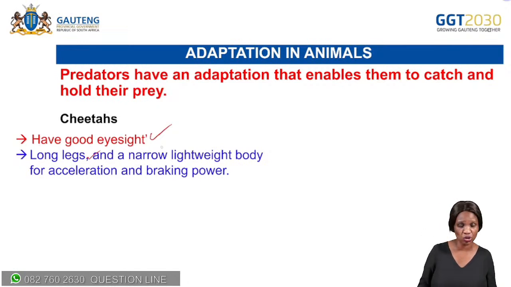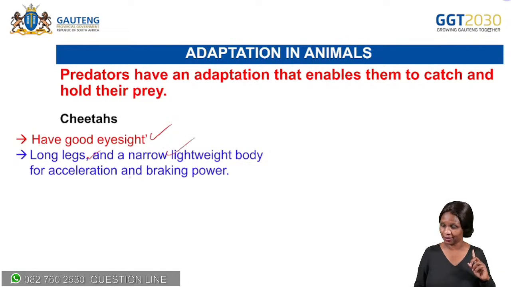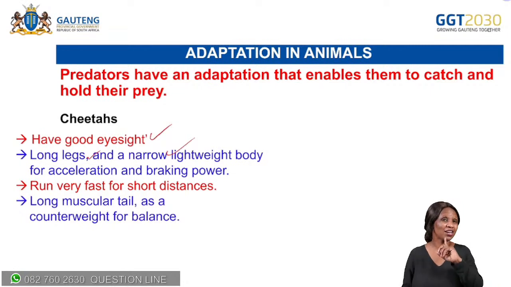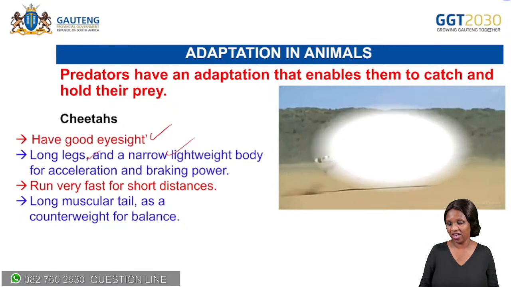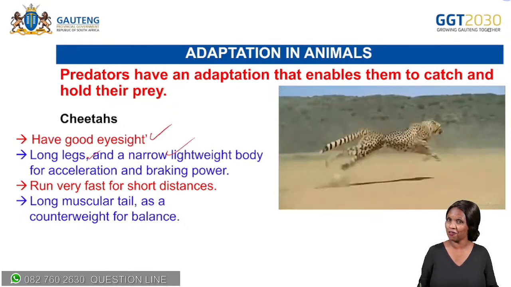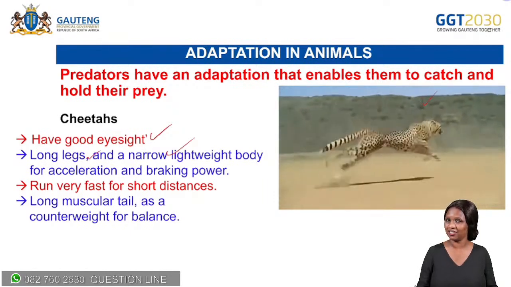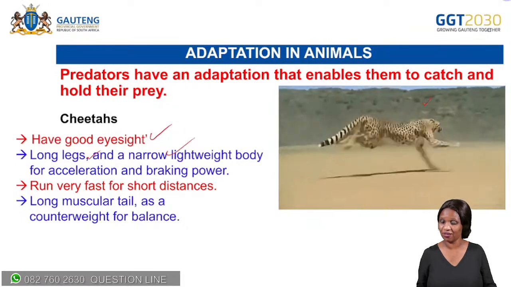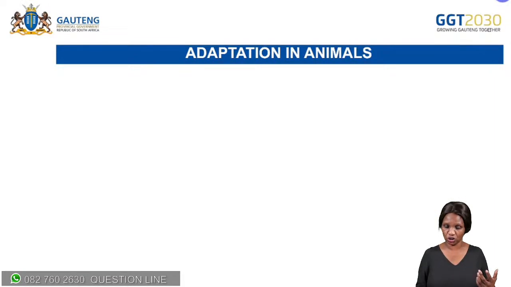They've got a long muscular tail as a counterweight for what? For balance, because it needs to balance. Remember, we've said it runs very fast. Okay. And then we've got a picture of a what? Of a cheetah. It's running very fast. Okay. It is one of the fastest animals in the world. Okay. But it runs very fast for short distances.